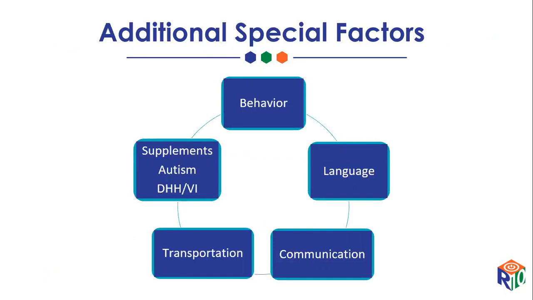Additional special factors. Some students, based on their disability and/or needs, will have the following items reviewed and discussed: behavior, language, including limited English proficiency, communication, transportation, and/or autism, deaf or hard of hearing, and/or visual impairment supplements. Regarding a BIP, some students require the development of a behavior intervention plan to address behaviors that interfere with his or her learning or the learning of others. A BIP must include positive behavior supports. The BIP helps prevent the behavior from occurring and teaches and reinforces appropriate replacement behaviors. The BIP is part of your child's IEP.